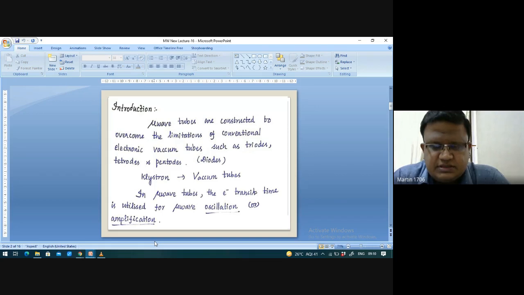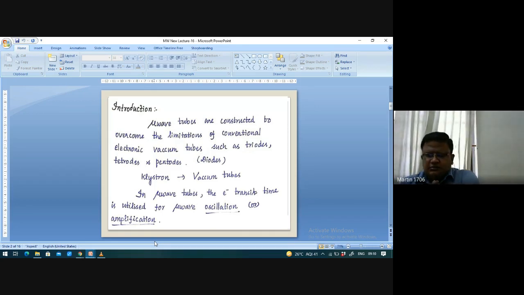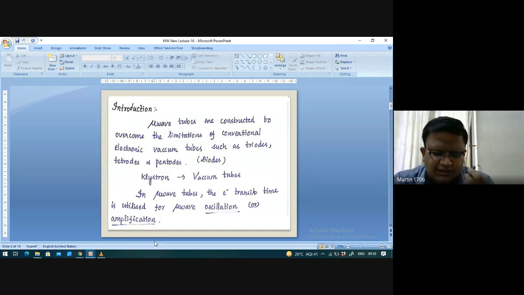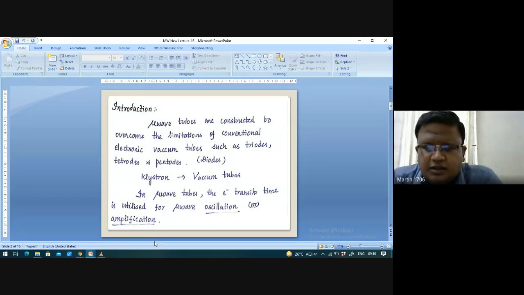So how does it come? Let me start with some active devices like the diode. You have studied the diode in basic electronics. I told you the diode acts as a switching device, whereas this microwave tube acts as both an oscillator and an amplifier.